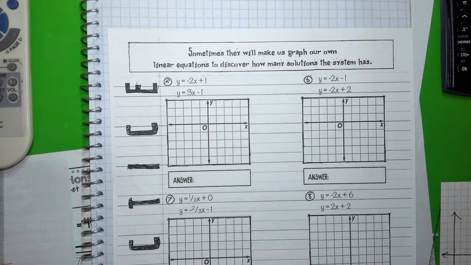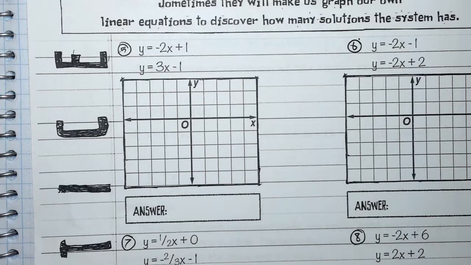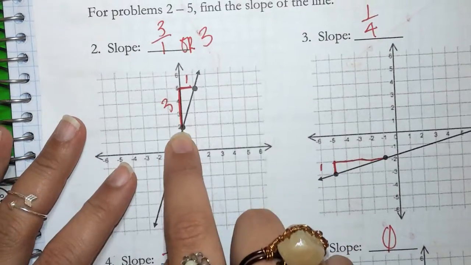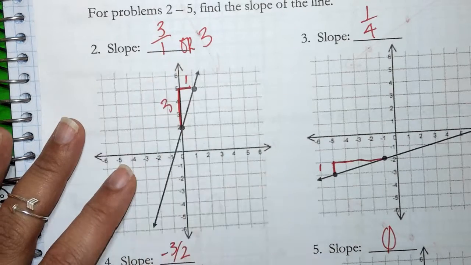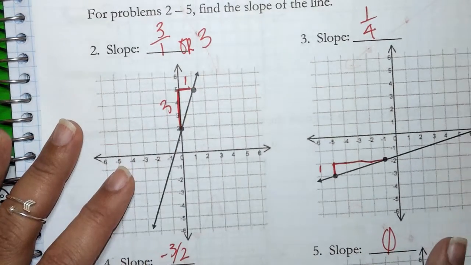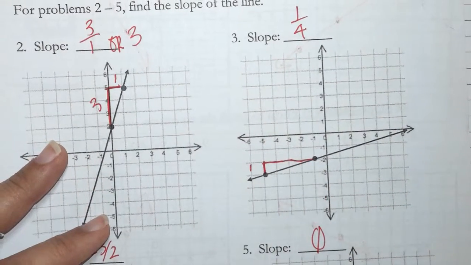We're starting our lesson. So the first part was the quiz on using slope-intercept form. Hopefully, you all counted that the slope here was 3 and then 1. So 3 divided by 1 or 3. You just count up 3, right 1. This one, you would count up 1, right 4.